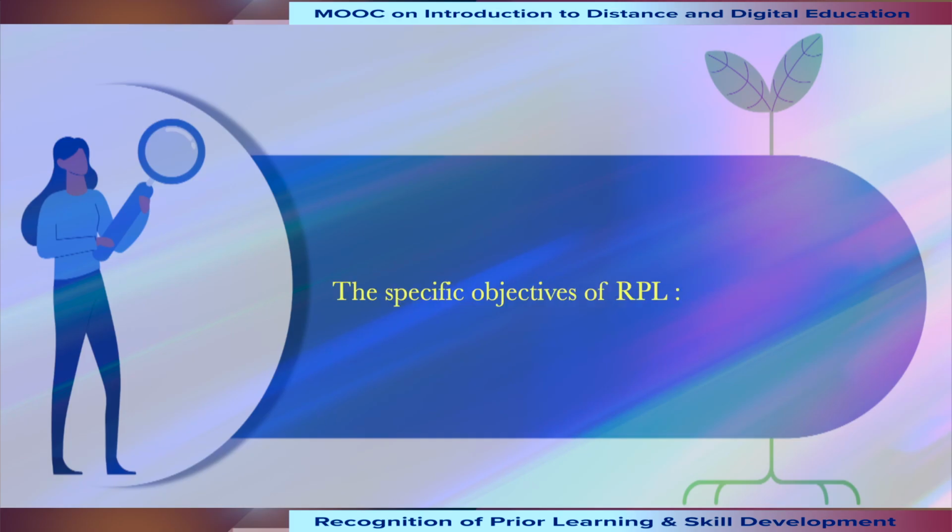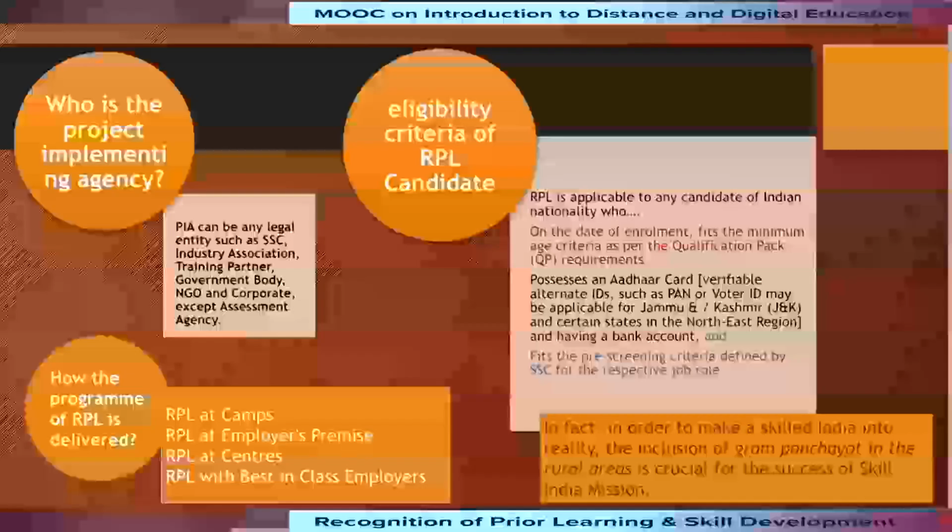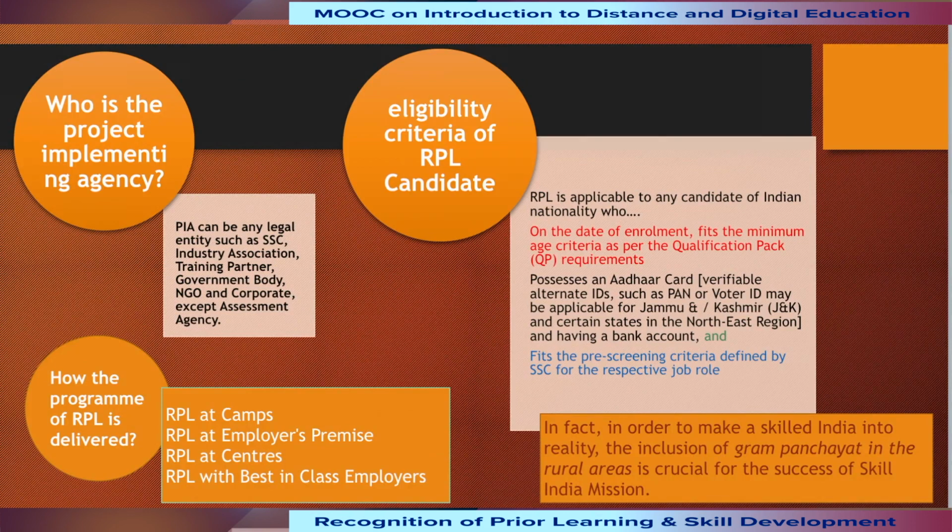The specific objectives of RPL are to align the competencies of the unregulated workforce of the country to the standardized National Skill Qualification Framework, to enhance the employability opportunities of an individual, as well as provide alternative routes to higher education. It provides opportunities for reducing inequalities based on the prevailing dominance of certain forms of knowledge over others. So, what is the eligibility criteria for having RPL under NSDC? And who is the project implementing agency?